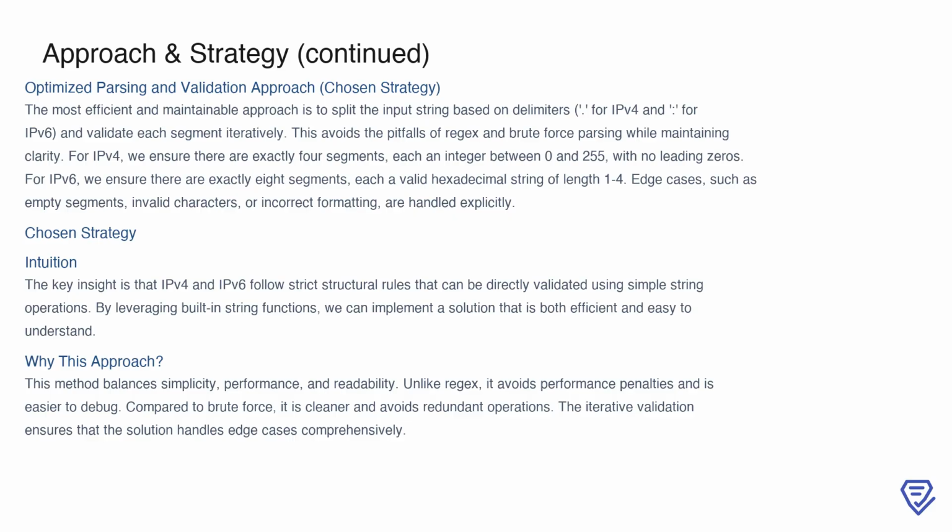This approach explicitly handles edge cases, such as empty segments, invalid characters, or improper formatting, making it both robust and reliable. The key intuition behind this strategy is that IPv4 and IPv6 addresses follow strict structural rules that can be easily validated using simple string operations. By leveraging built-in functions for string manipulation, we can create a solution that is efficient, easy to understand, and resilient to errors. This approach not only avoids the performance penalties associated with regex but also provides a cleaner and more readable implementation compared to brute force methods.